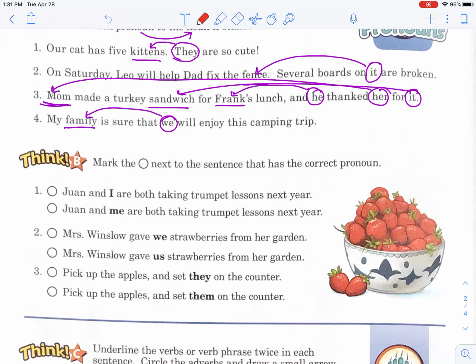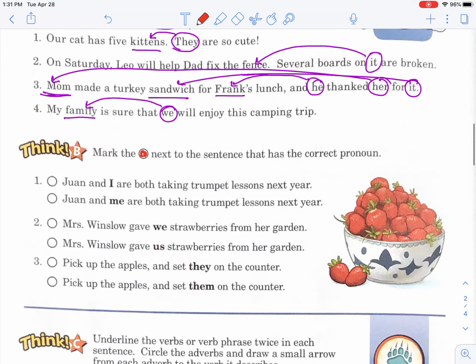Mark the circle next to the correct pronoun. So let's read them both. Do you remember some pronouns could be in the predicate and some can be in the subject and some could be both in the subject and the predicate? So let's listen and see which one sounds right. Juan and I are both taking trumpet lessons this year. Juan and me are both taking trumpet lessons this year. Ooh. Juan and me or Juan and I? Now, if you remember the rule, I is in the subject and me is in the predicate. So if I remember that, I know that it's I.